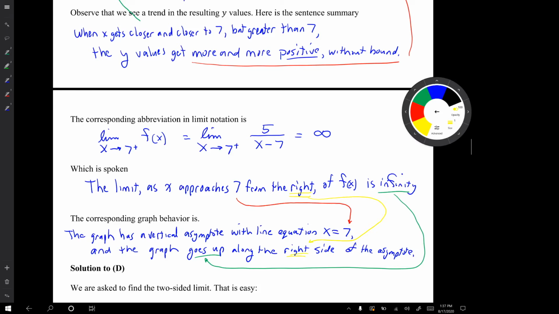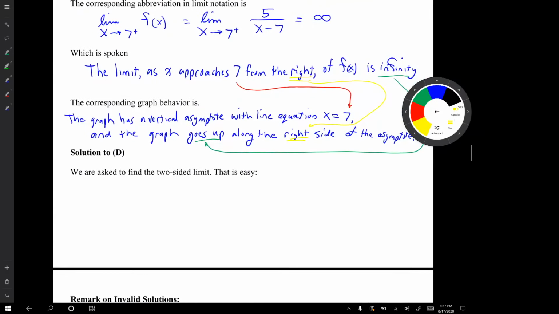All right, now let's move on to question D. In question D, we're asked to find the two-sided limit. That's easy. The limit does not exist because the left and right limits don't match.